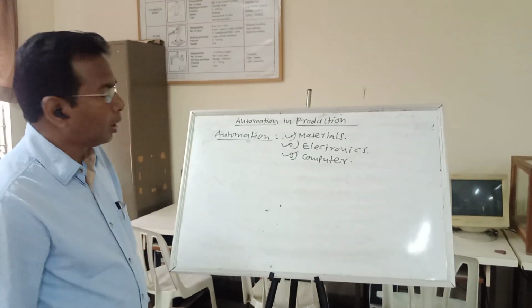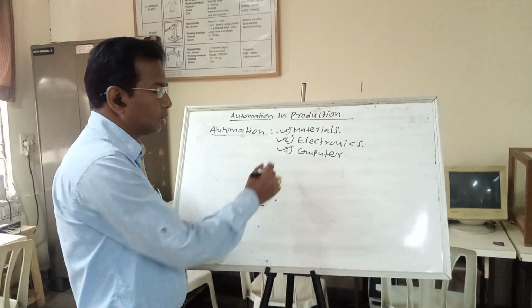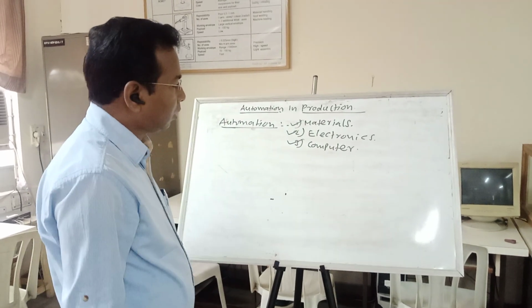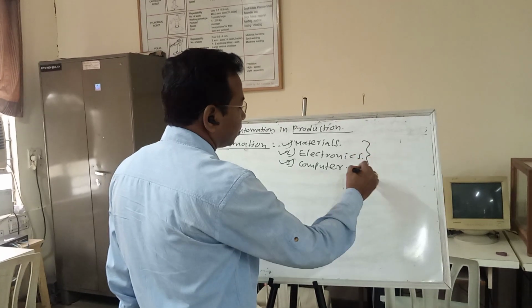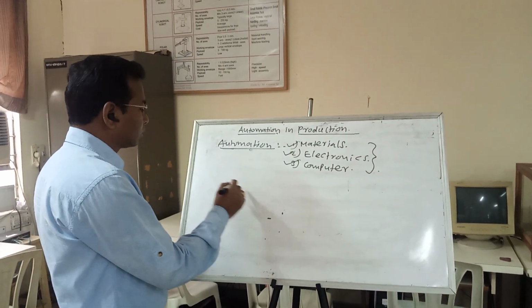That is, automation is the technology concerned with the application of material, electronics, and computer-based systems to operate and control the production. So these are the three applications very much required for the purpose of automation. The second part is the production system.